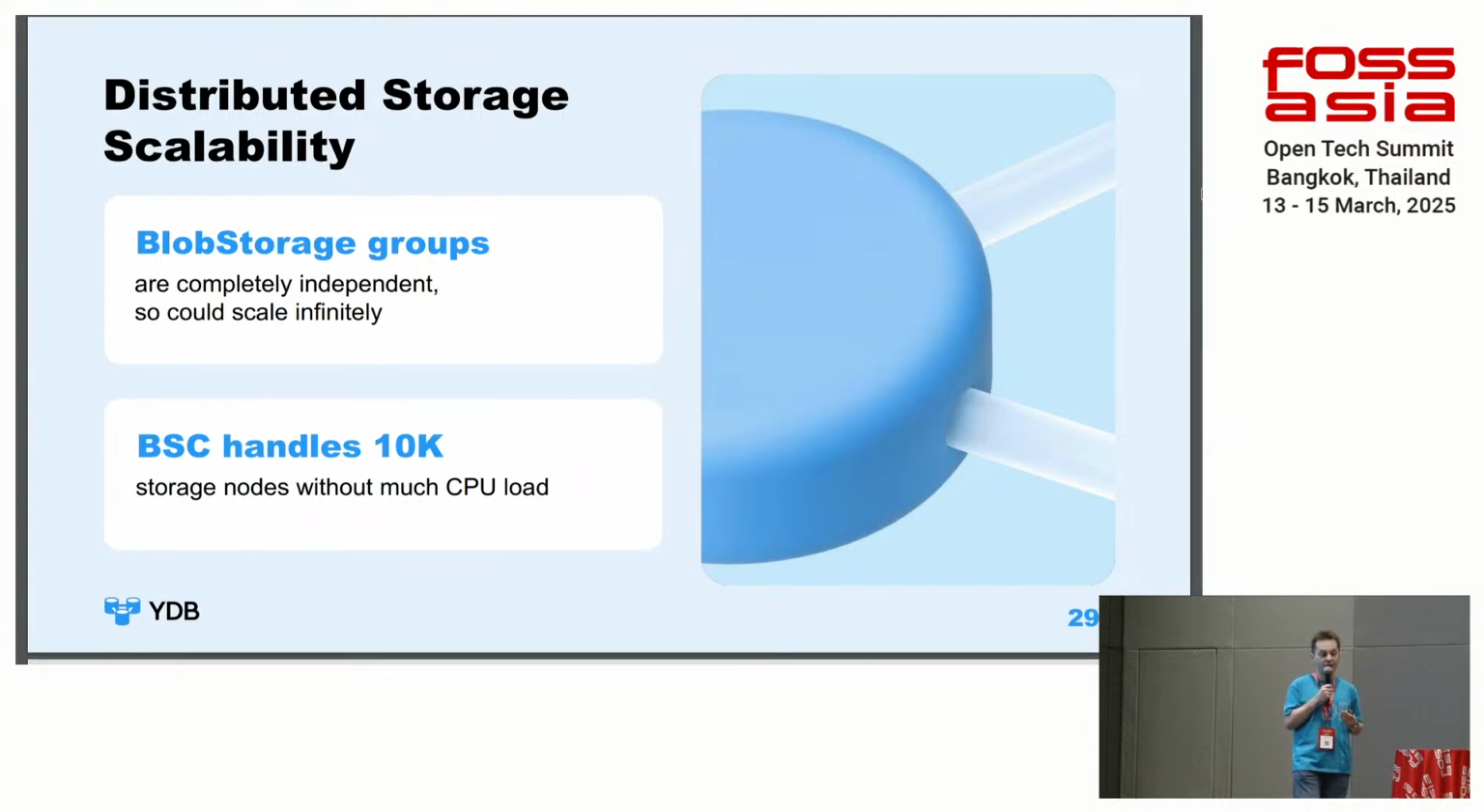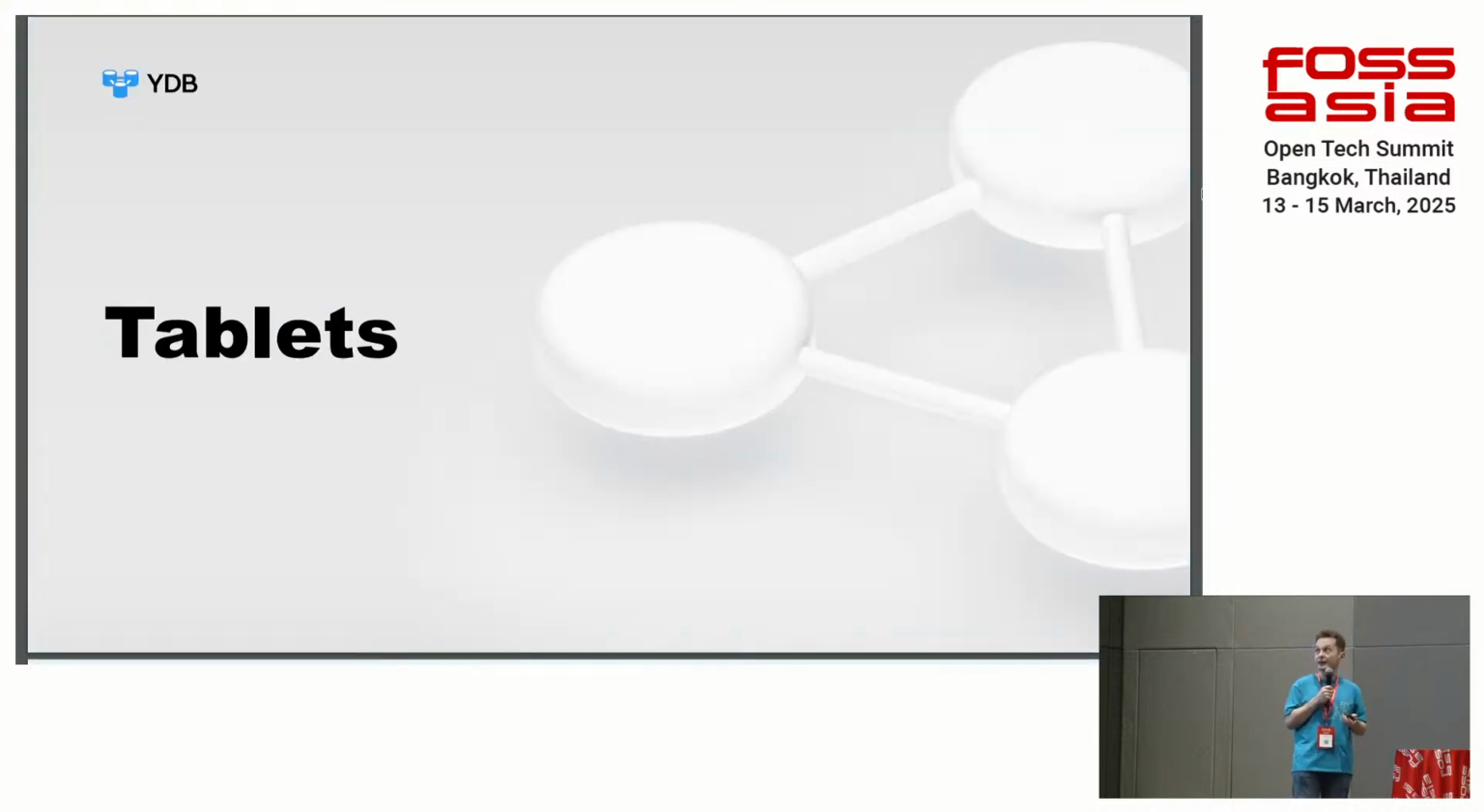And we actually have installations with thousands of disks, even more, with thousands of servers, and each server usually has many disks, so it's maybe tens of thousands of disks within a cluster. And we checked that our special tablet, the blob storage controller, easily handles 10K storage nodes. And each storage node might contain multiple PDisks and a lot of VDisks. So let's jump to tablets.